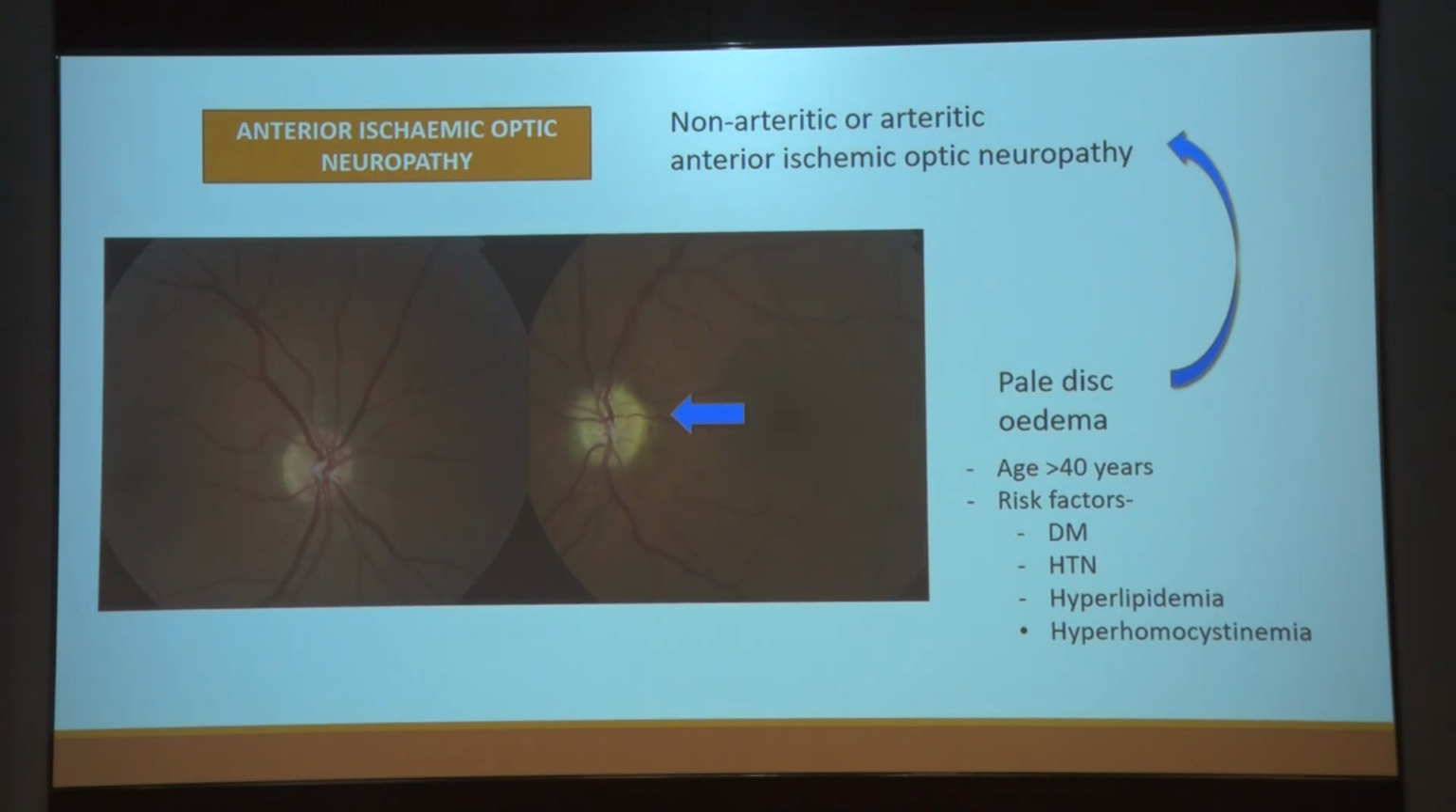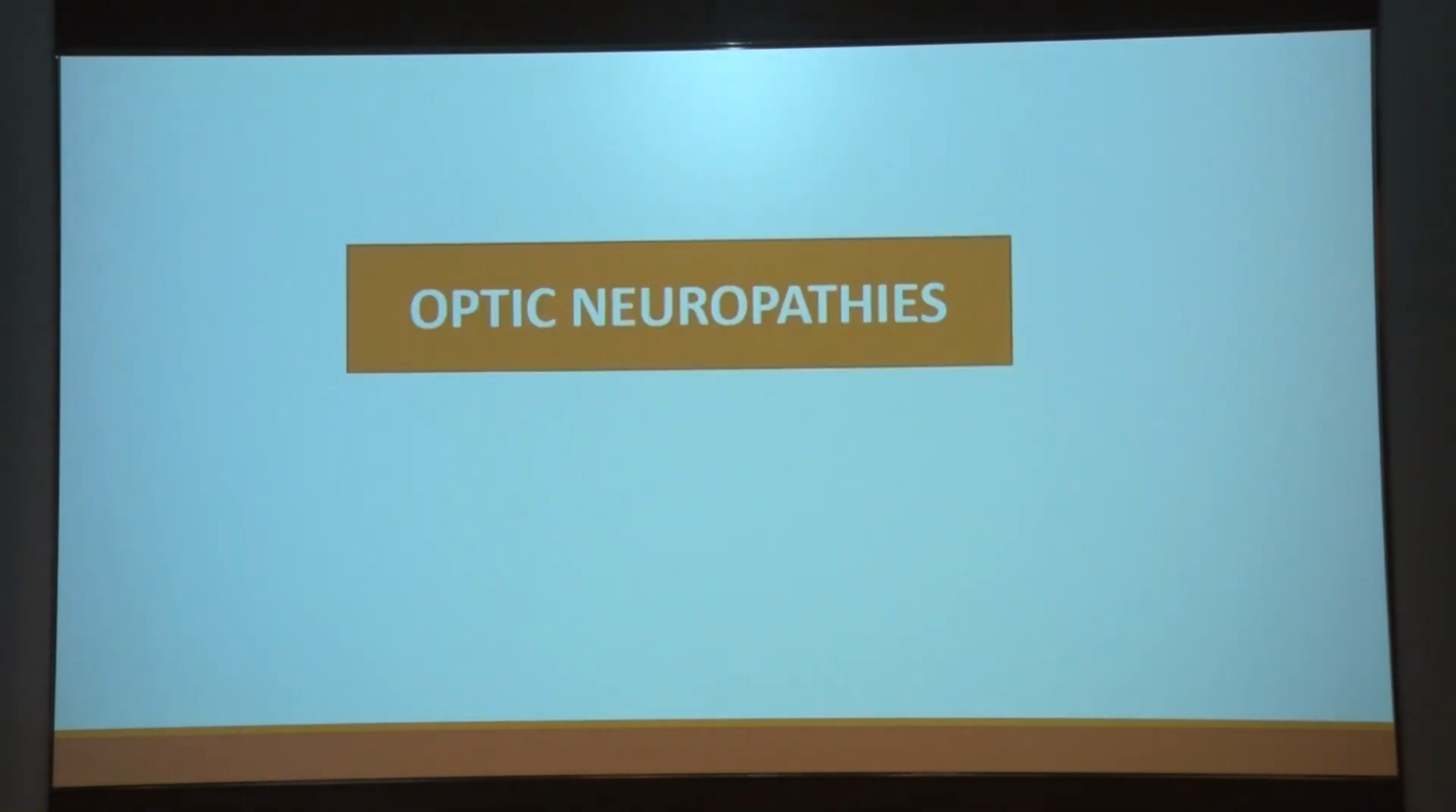But if it's a case of NAION, which you more commonly see, you have to rule out the systemic risk factors like diabetes, hypertension, hyperlipidemia, hyperhomocysteinemia. Get these blood investigations done.